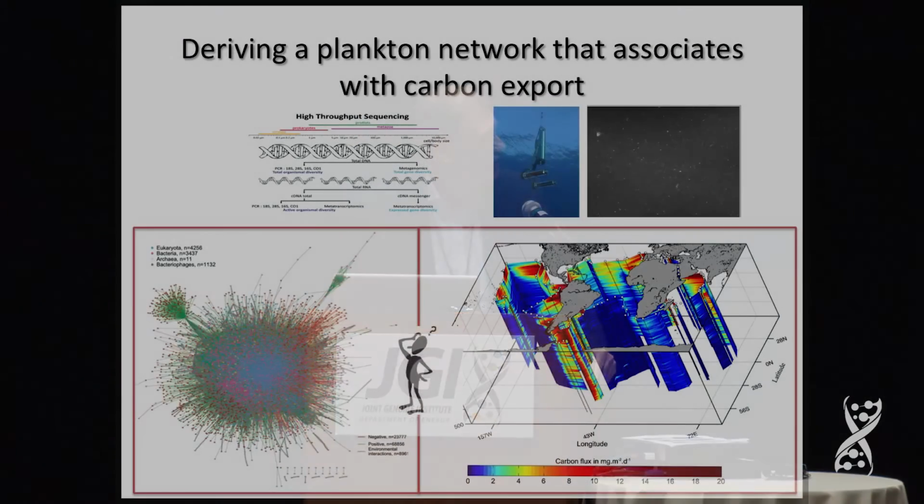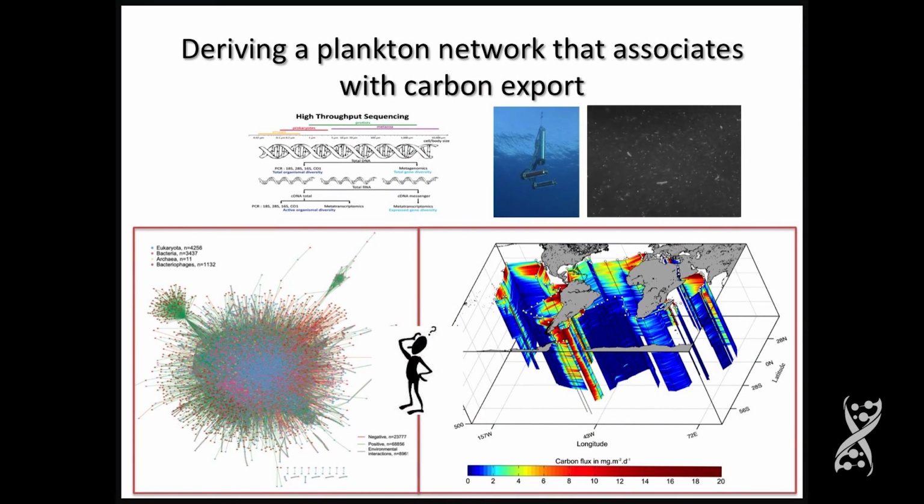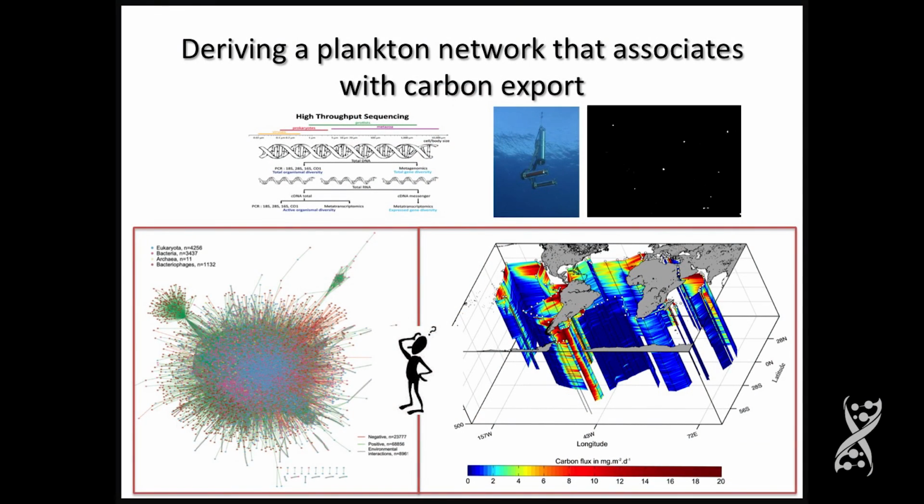Okay, so this movie that you see on the top right is basically a movie of the particles in the water column as this camera goes down as deep as 1,000 meters. From this, we can define carbon export out of the surface, the photic zone of the ocean, and derive carbon export.